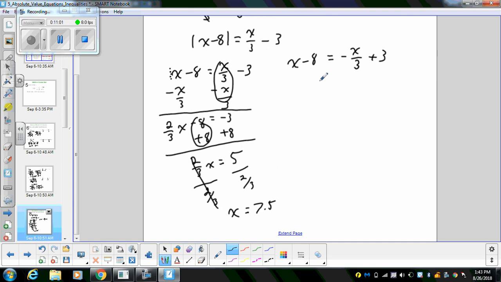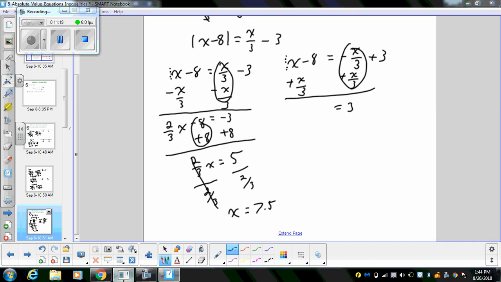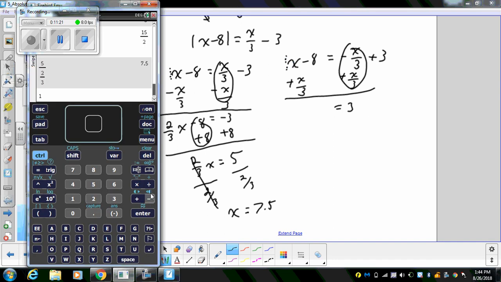Alright, so now I'm going to do the same thing over here. This time I'm going to add x3 over. That zeroes out. I'm now left with just a positive 3. If you're not good with the fractions, there's an imaginary 1 there, so I'm just going to do 1 plus, in parentheses, 1 divided by 3. I get 4/3.